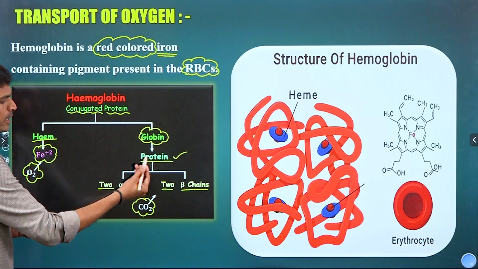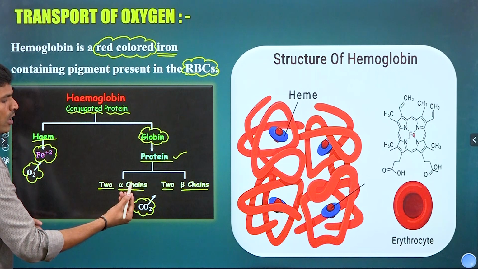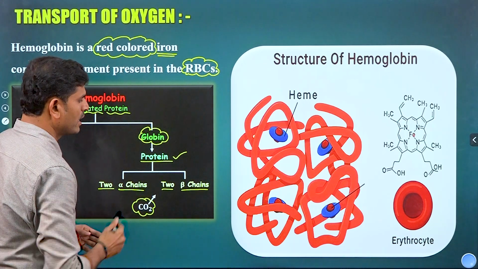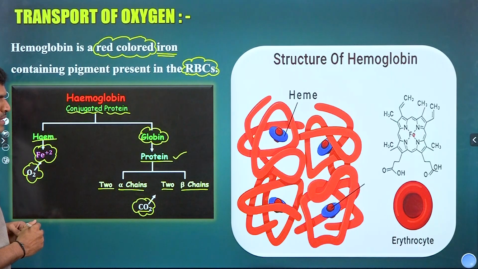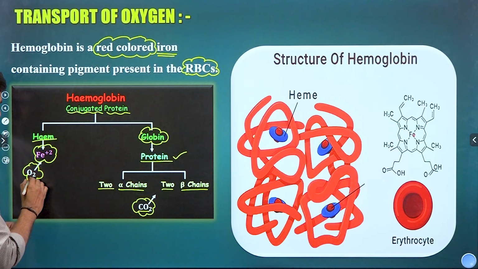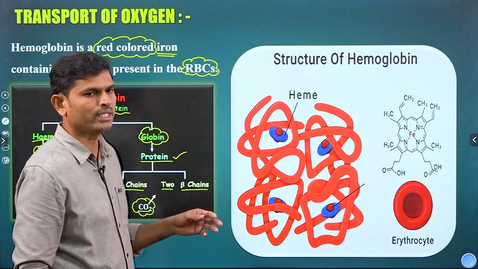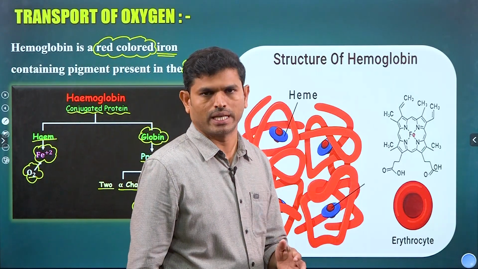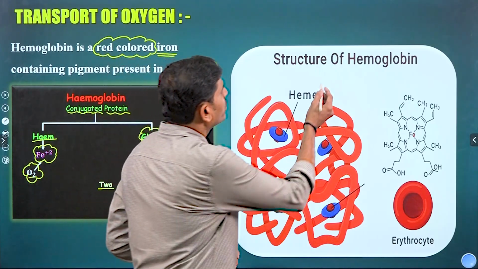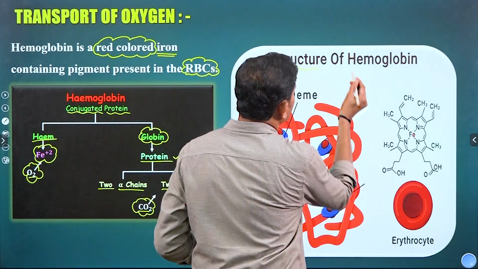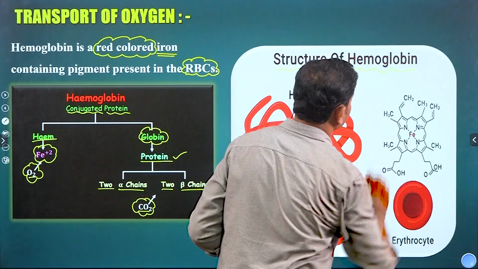This protein part is made up of 2 alpha chains and 2 beta chains. Carbon dioxide forms a bond with the alpha and beta chains, and oxygen forms a bond with the iron of heme, ferrous to ferric. Okay, so this is the oxygenation process. Now, the structure of hemoglobin.